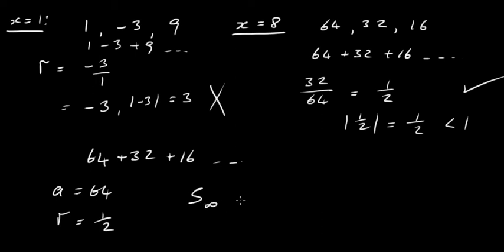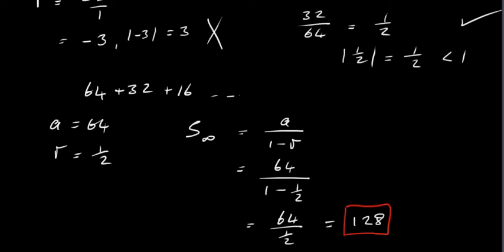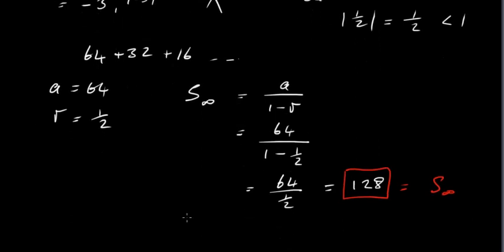So our sum to infinity is equal to a over 1 minus r. In our particular case, a is 64, so that's going to go on top, and we have 1 minus a half on the bottom. So that's going to be 64 divided by a half, which is 128. So our sum to infinity, our second answer if you like, is 128. And the answer to the first part of the question, as I say, is x is equal to 8. Okay, so that's really it for question 2.